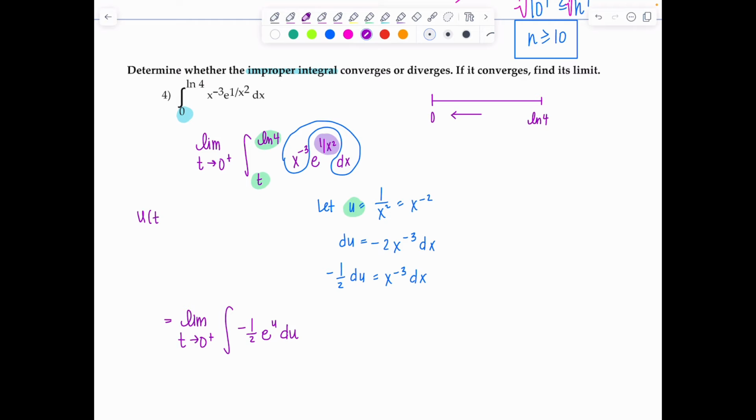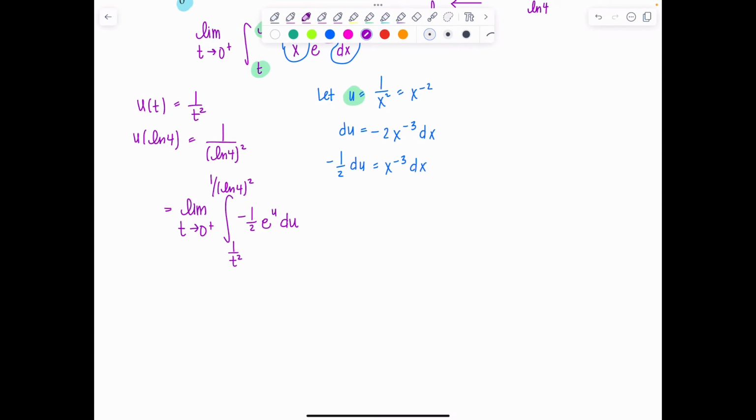So u of t would be 1 over t squared. So that goes down here. And then u of natural log of 4 would be 1 over ln of 4 squared. So that's my new upper limit. Okay. Good. Now, antiderivative of negative 1/2 e to the u, we can do that, no big deal. Nothing happens with the negative 1/2. It's just a constant. Leave it alone. And then our antiderivative is going to be e to the u from 1 over ln of 4 squared to 1 over t squared.